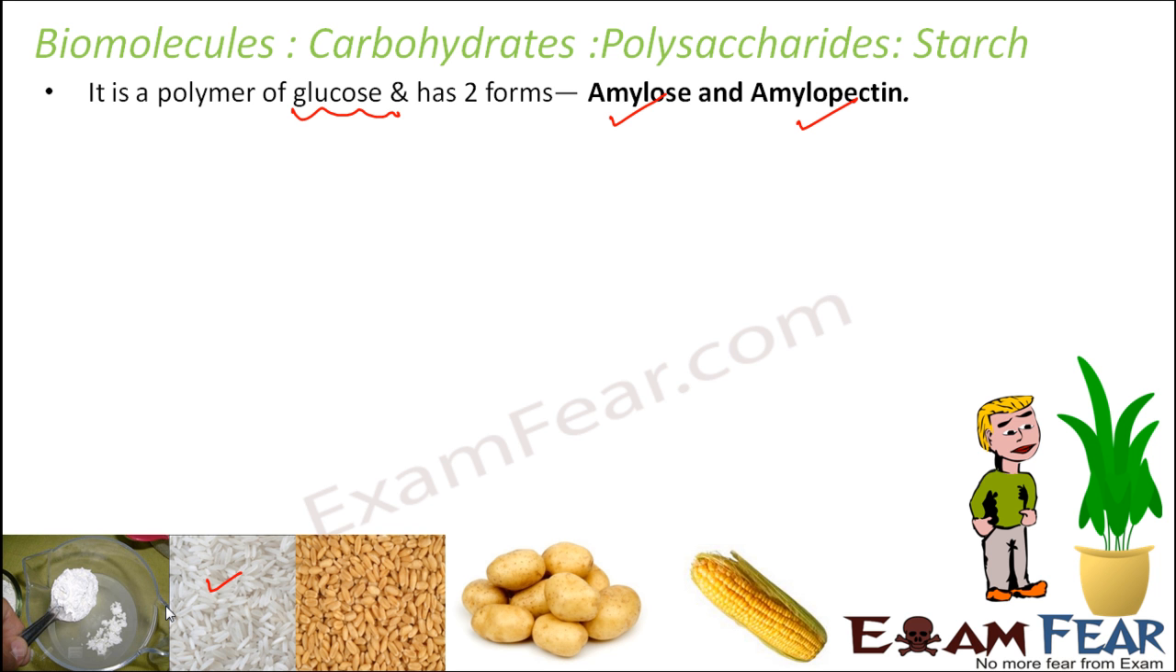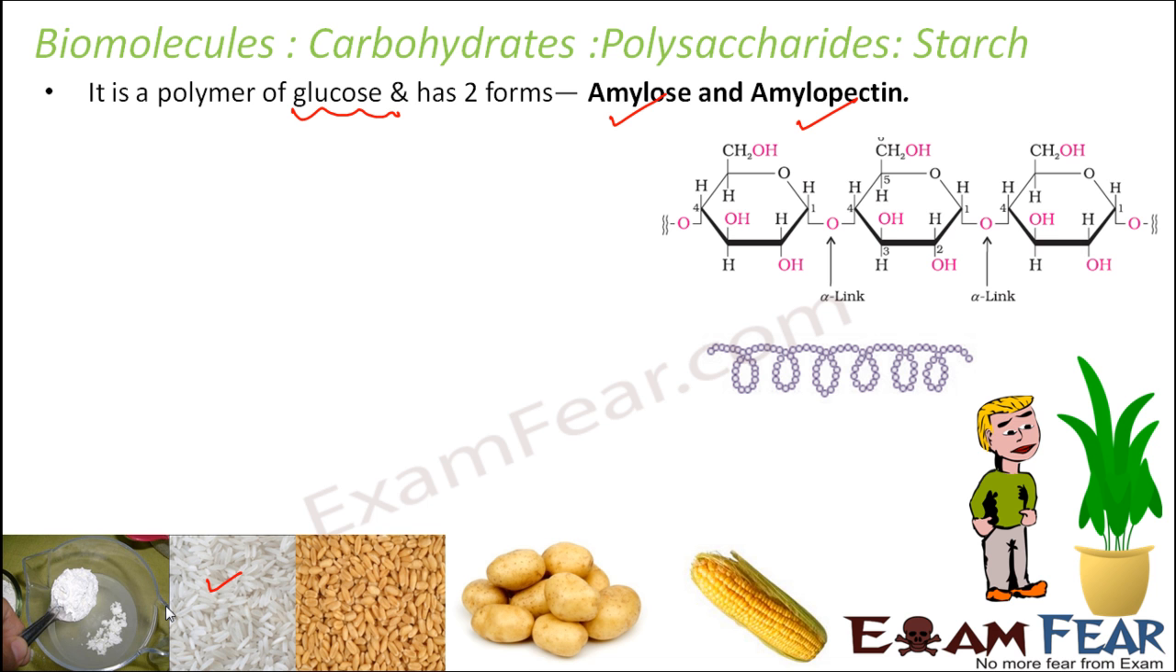Now there are two forms in which starch can exist. One is amylose and the other is amylopectin. Let us see each of them. Amylose is water soluble, and it is a linear structure, somewhat like this, as you can see here. Here glucose units are joined together linearly by glycosidic linkages. That is how they are connected. So it forms a linear chain-like structure. So that is amylose.